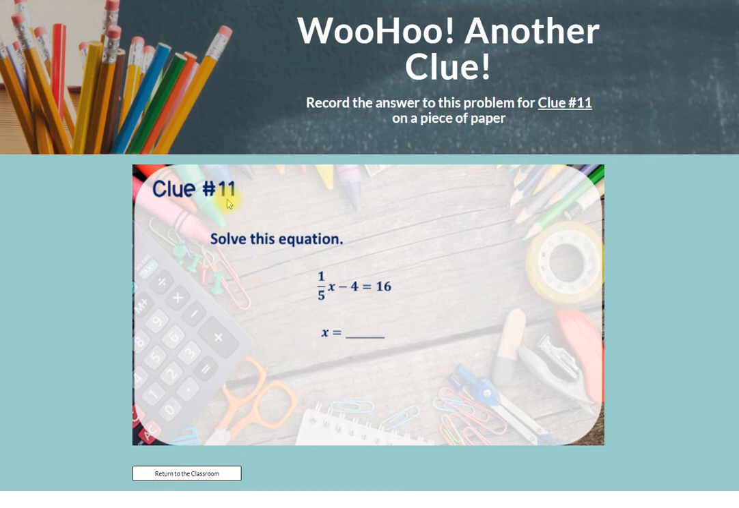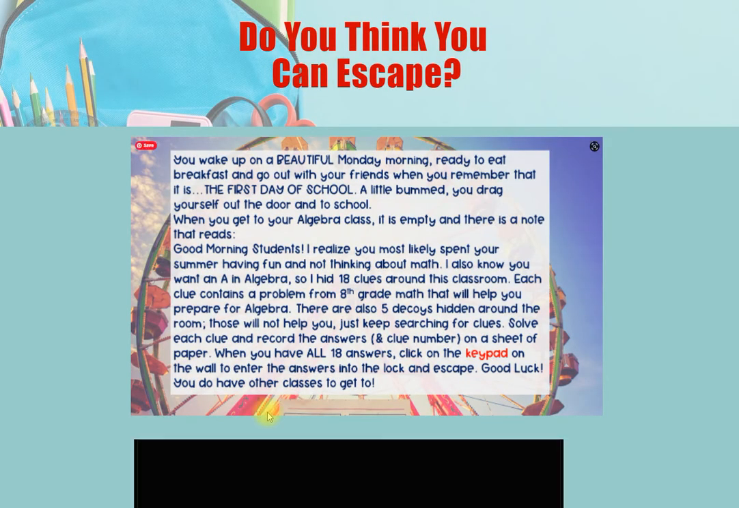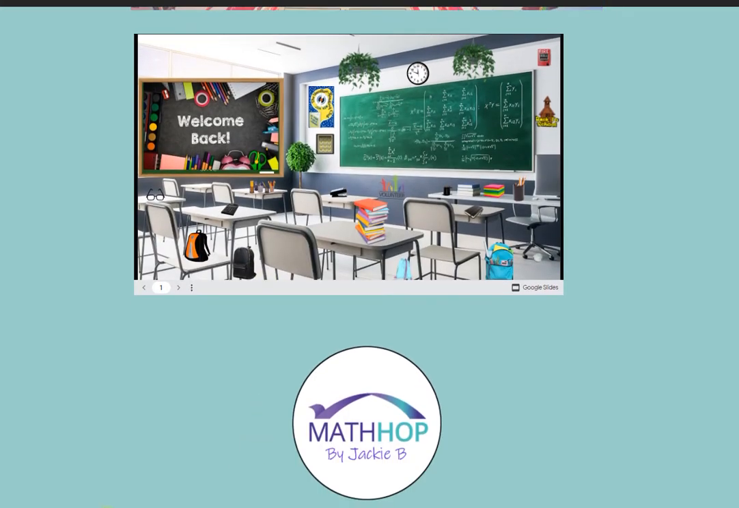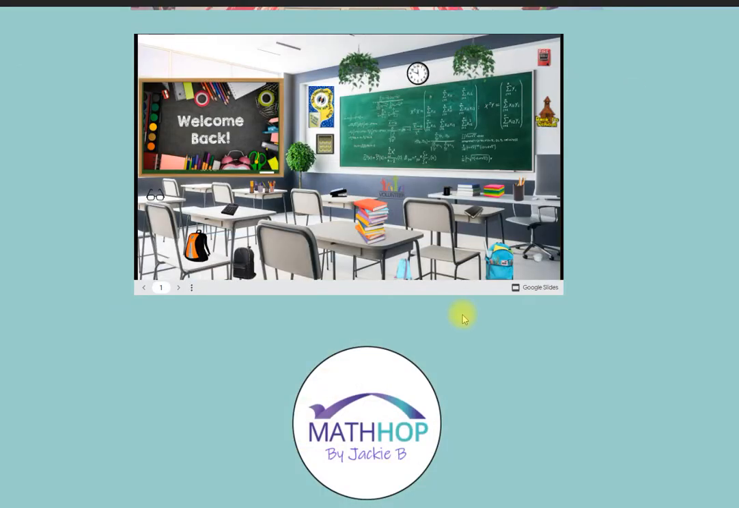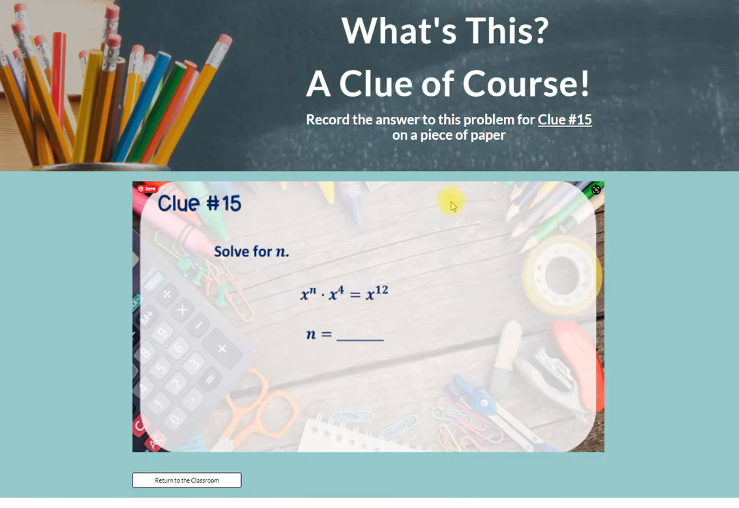So here, clue 11, they'll write down clue 11, they'll solve this two-step equation, and then they'll hit return to classroom. They also do not need a piece of paper. I've included a digital tracking sheet for them to track their answers digitally. You just type right into there, and then you can assign it and they can submit it through Google Classroom. Makes it super easy.